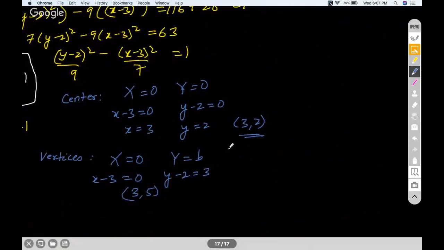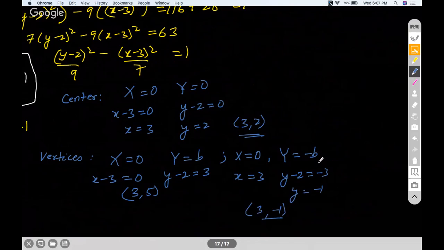The other vertex is at x equal to 0 and y equal to minus b. That means again x will be 3 and y minus 2 is minus 3, which means y is minus 1. So 3, comma minus 1 is the other vertex. Right?